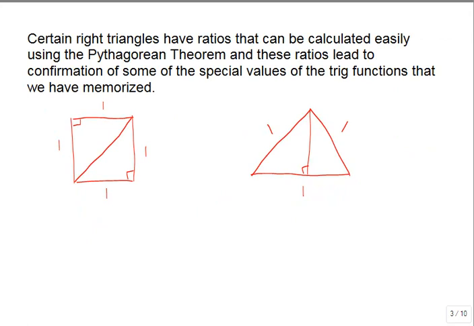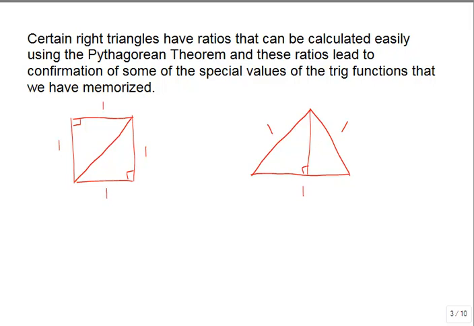Now certain right triangles have ratios that can be calculated easily using the Pythagorean theorem, and these ratios lead to confirmation of some of the special values of the trig functions that we have memorized. These are the ones that are similar to the things we found on our unit circle, like the pi over 6 angles, pi over 4 angles, pi over 3 angles, etc.